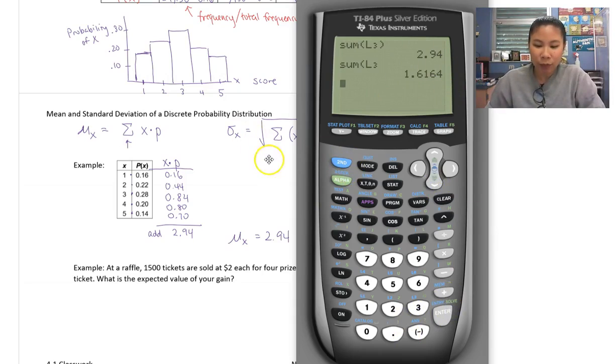But then finally, we want to take the square root of the whole thing. So square root, and remember you can scroll up to copy paste your answer. So when you highlight it and hit enter, it'll copy paste it for you. Enter. So that's going to be our standard deviation, 1.27, depending on how many decimal places the instructions say to round to. We'll just go with 2 decimal places here, so 1.27.